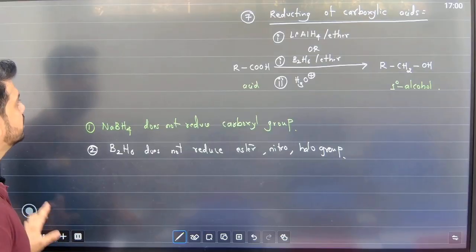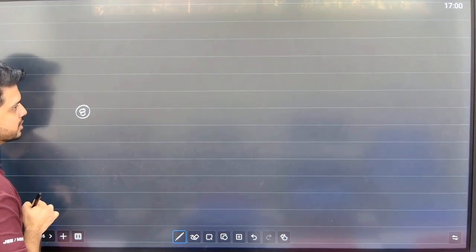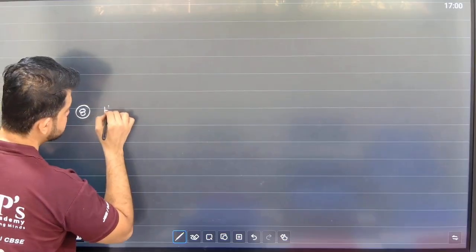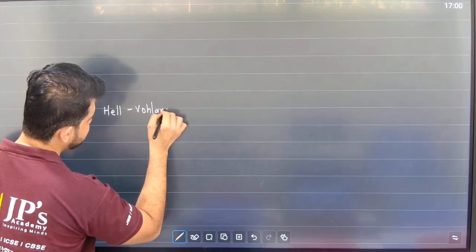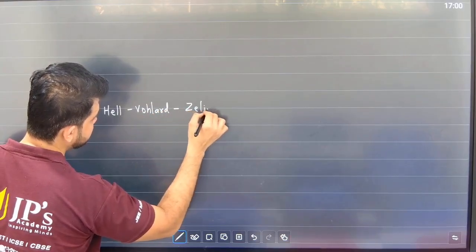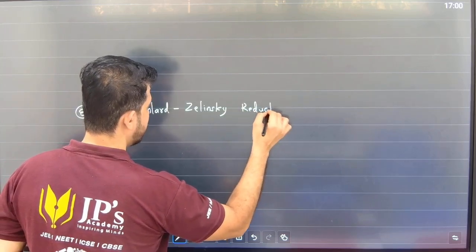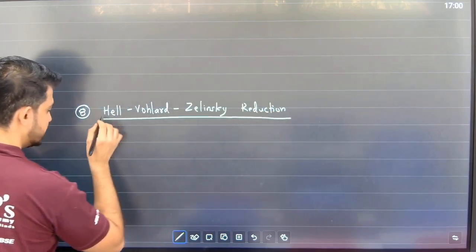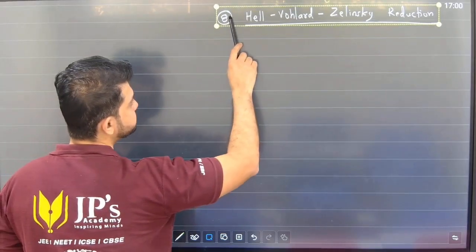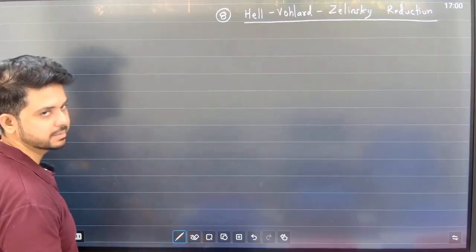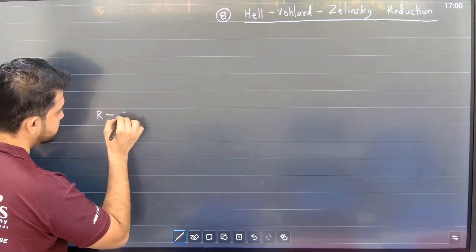Now the last two reactions which are left. The next reaction that we have, people, is called the Hell-Volhard-Zelinsky reaction. Very, very important. We will understand this both ways. We will understand this via the mechanism of the reaction. We'll also understand this using the Dabba mechanism. So let's start, students, with the easy way, the Dabba mechanism.